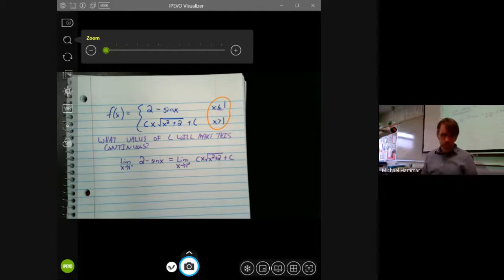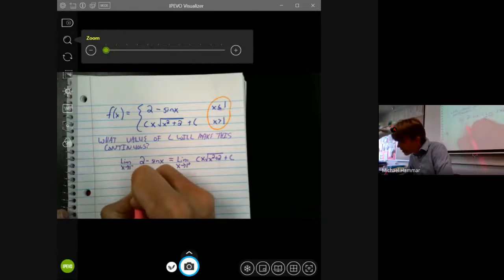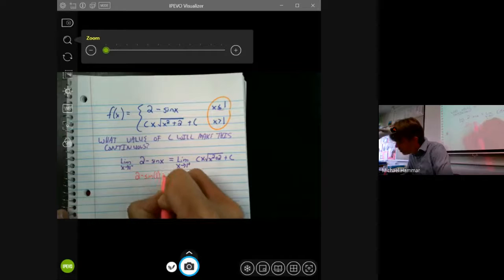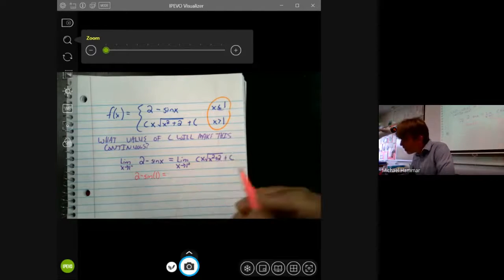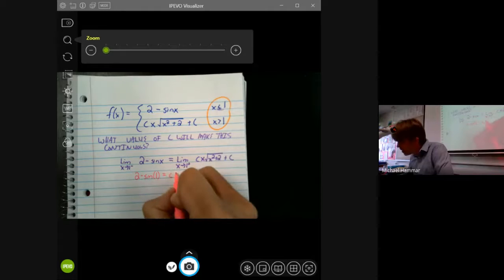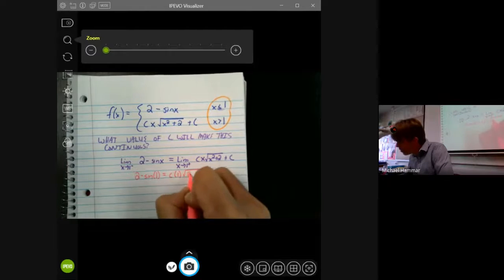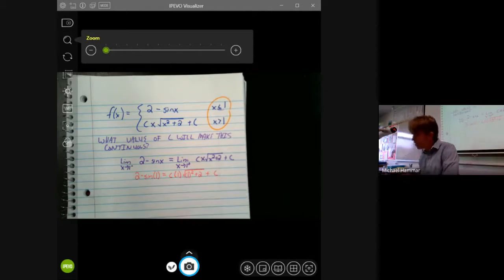Now remember, you always need to do direct substitution to start. And that's going to simplify some of our stuff. So let's do some direct substitution. This is going to be the sine of 1. Okay? And then we have to plug 1 in for all the x's. So that's going to be c times 1 times the square root of 1 plus 2 plus c.